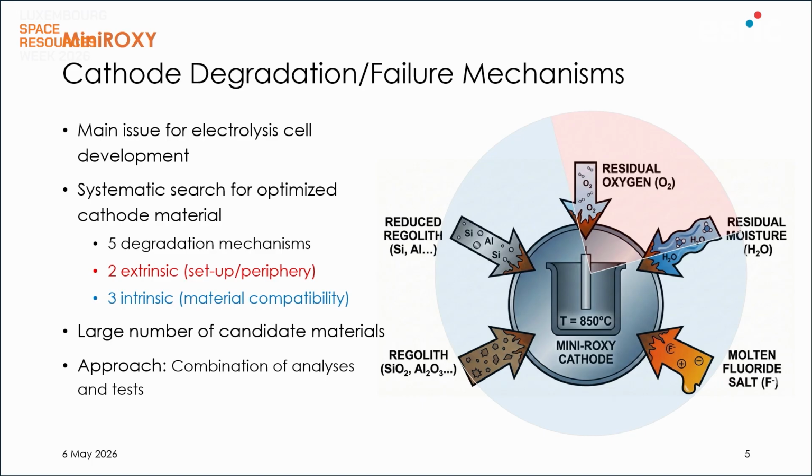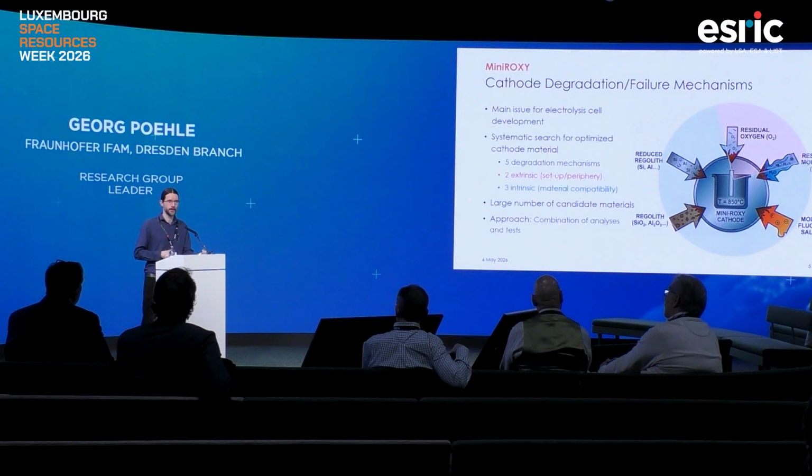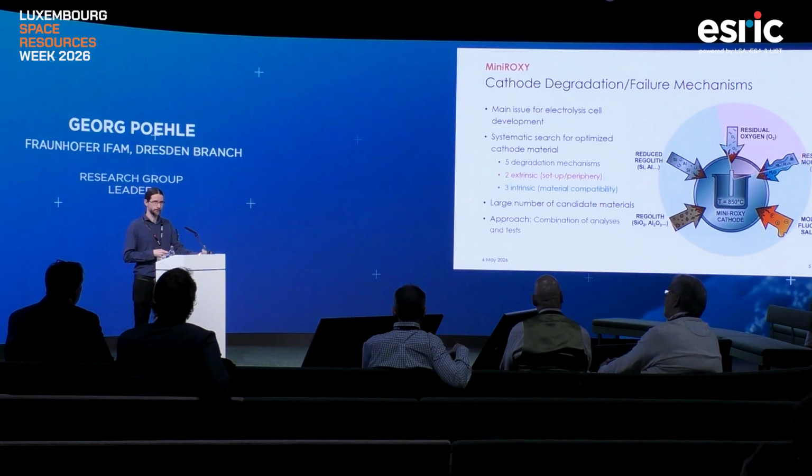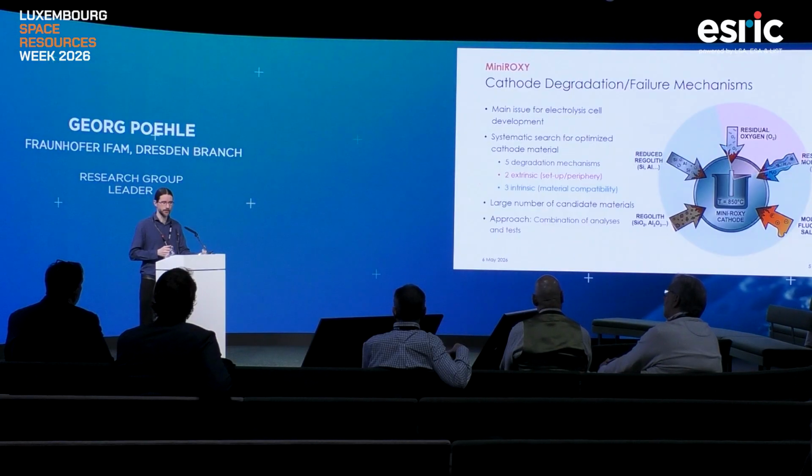As the extrinsic ones, we have residual oxygen, which can leak from the anode side, or at least in the terrestrial setup, can come from the environment. And we have residual moisture that can either come from the electrolyte or from the regolith that we are introducing. Now these factors can of course be controlled, they're relatively predictable, and you can take countermeasures against them.